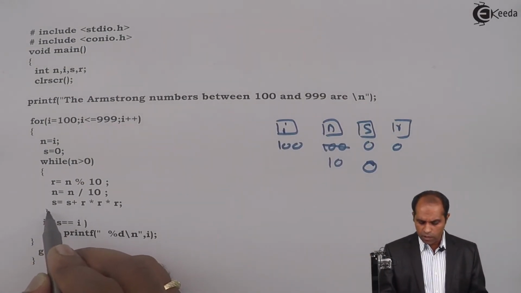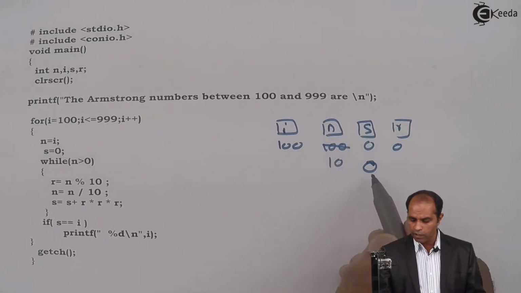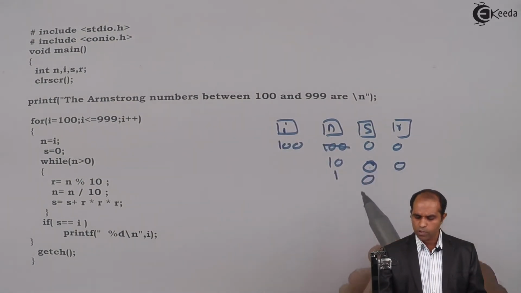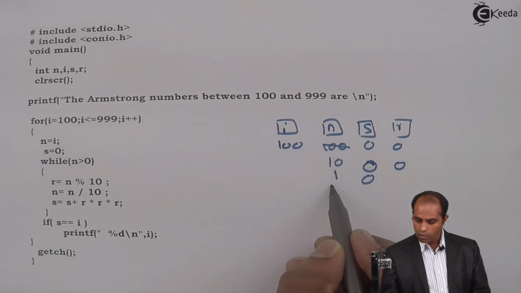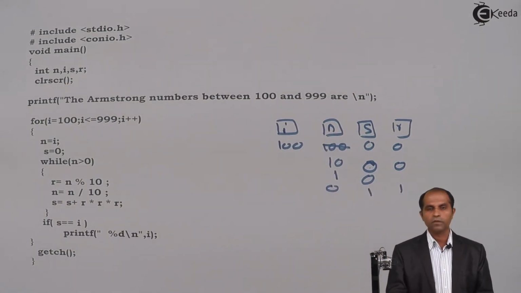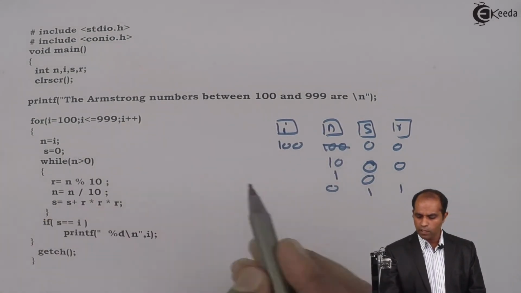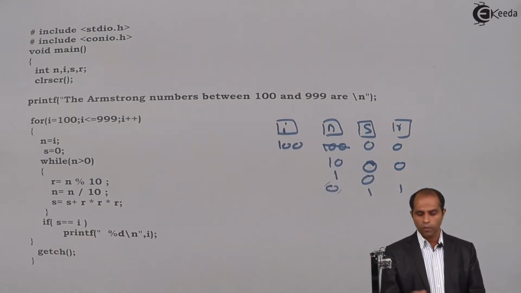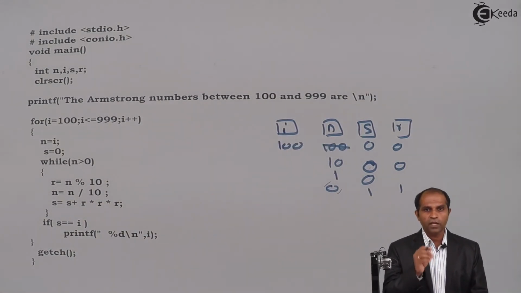Again go back. Now this curly bracket will take you back to the while condition. n is 10, 10 greater than 0, true. 10 mod 10 is 0. 10 by 10 is 1. s equals s plus r cube, that is 0 cube plus 0, which is 0. Again go back. Now n is 1, and n mod 10 is 1. And here you will set s as 1, because 0 plus 1 cube is 1. So again go back, and when we test the loop, the while loop fails. Your n has reduced to 0, hence the while loop fails. When the while loop fails, it will check whether s is equal to i.